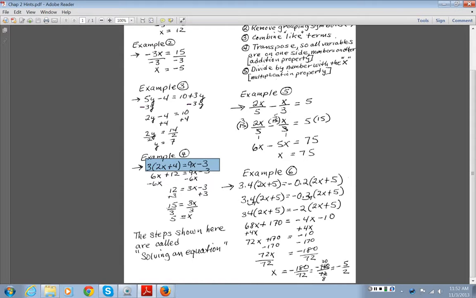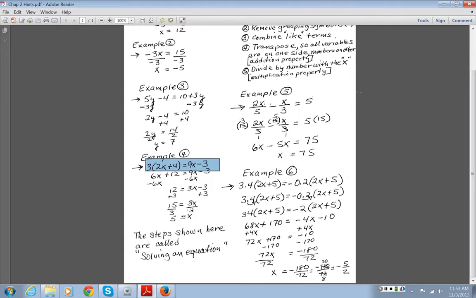I now get on the left 15, then equals 3x. My numerical coefficient of x is 3. Divide both sides by 3. I get x equals 5. And once again, the steps shown here are called solving an equation. This is sort of key. And as you develop this pattern, that'll be very useful for you.